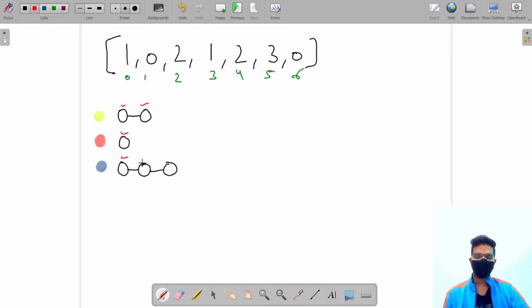This rabbit got the blue color, right? Because here space is left. We don't know about these two rabbits. So this rabbit can be part of the blue group, right? So I'm going to mention it here.